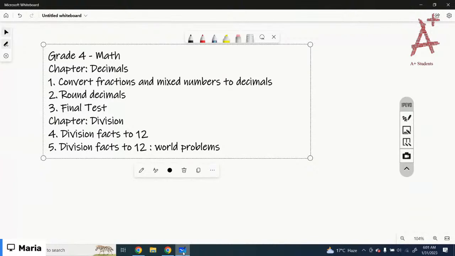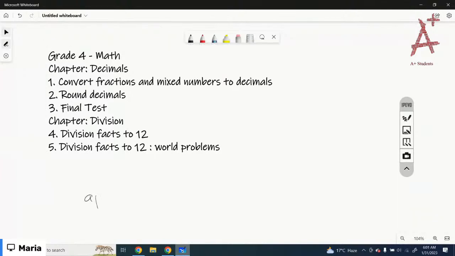So, we're going to start with grade 4 maths. You can find all the lessons on aplusstudents.com. You have to log in there using your email address, and the password is provided by the administrator. Then, you have to select math from the subject tab. Scroll down to grade 4 maths and then click on view all lessons.